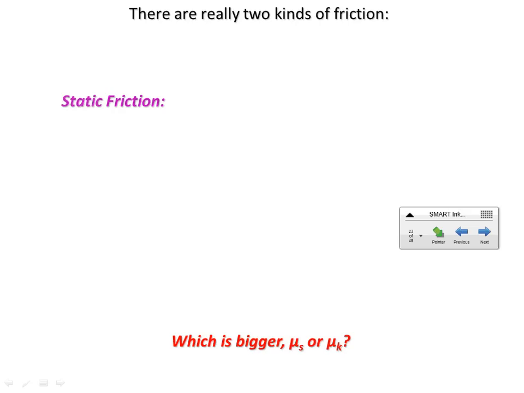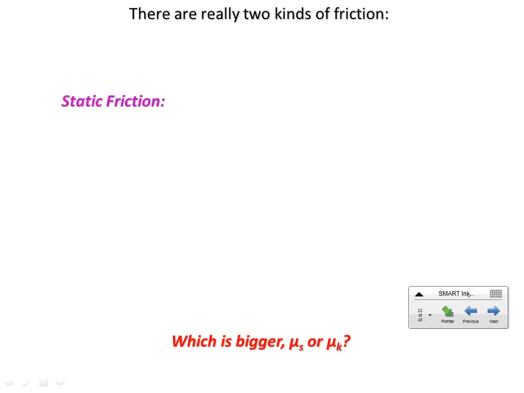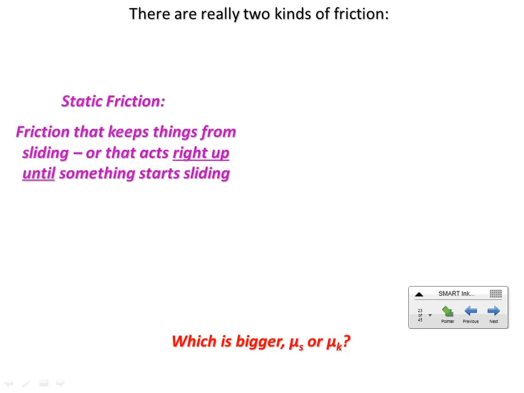Now, two kinds of friction. One's called static friction. We've heard of static at least, right? Static means not moving. So static friction is a force of friction that can keep things from moving, or that acts right up until something slides. You'll see those words in some problems: object just starts to slip, or object is just set into motion, or right up until something slides.